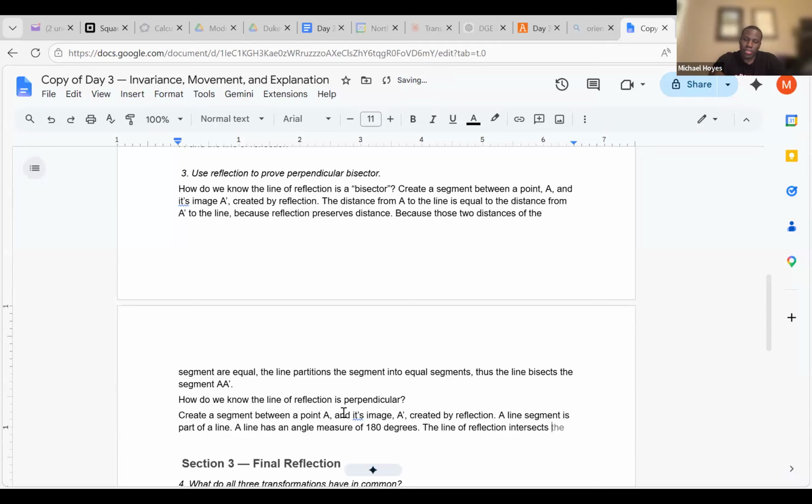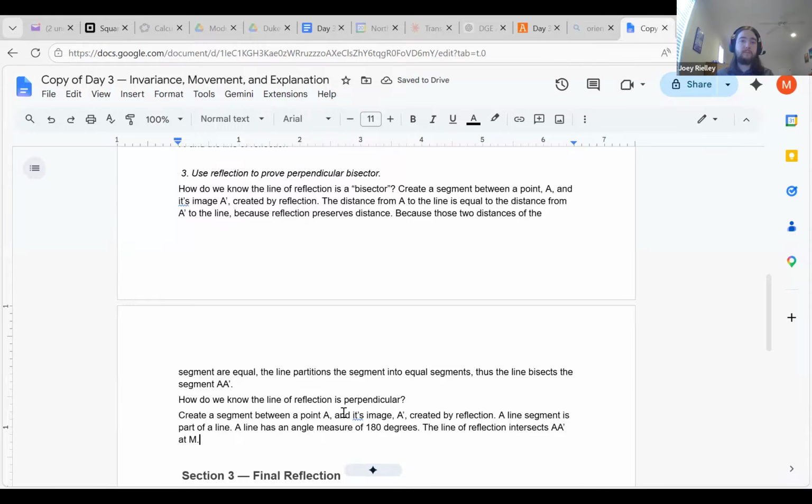Line of reflection intersects A A prime at M. Do you go with that? Yeah. All right. I'm just naming things so I can speak to stuff. So the line of reflection intersects A A prime at M.